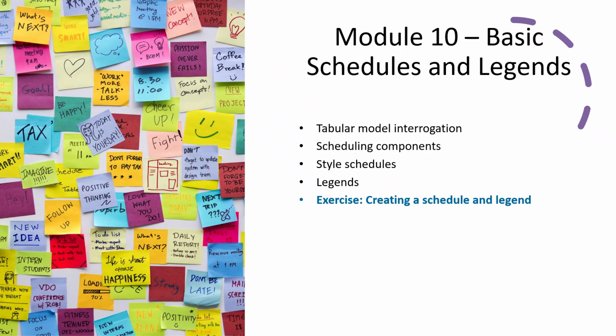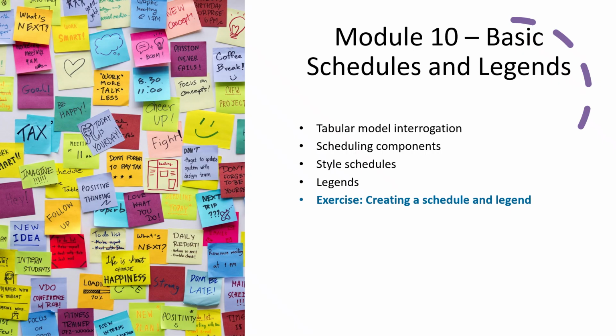Module 10, Basic Schedules and Legends. In this module, we shift from modeling to interrogation, learning how to extract meaningful data from our Revit model. We begin with tabular model interrogation, which allows us to query the model and generate structured tables that reflect real-time data. This is where Revit's intelligence really shines. Next, we explore scheduling components, from doors and equipment to ducts and fixtures. These schedules are dynamic, meaning any change in the model updates the schedule automatically.